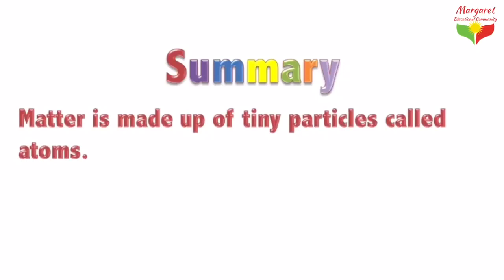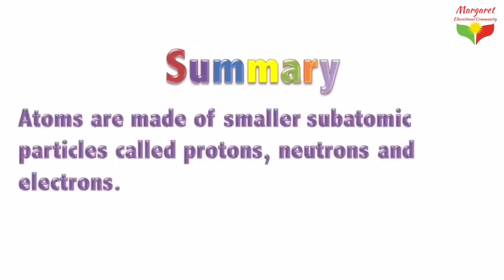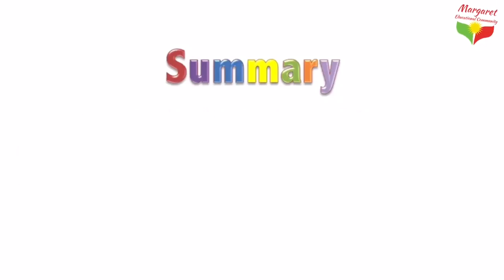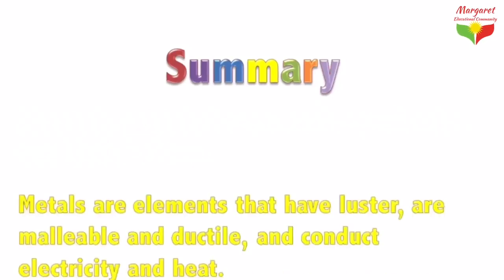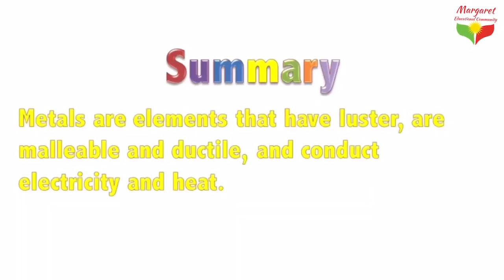Here is the summary of this lesson. Matter is made of tiny particles called atoms. Atoms are made of smaller subatomic particles called protons, neutrons, and electrons. Elements are substances made up of only one kind of atom. Metals are elements that have luster, are malleable and ductile, and conduct electricity and heat.